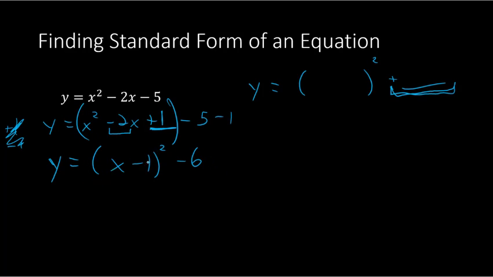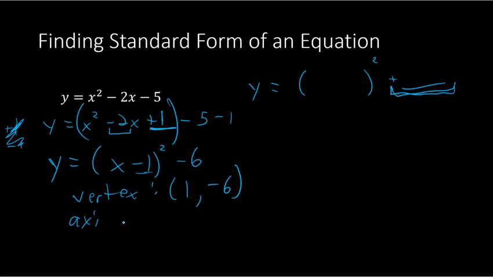So we now have our equation in standard form. Now we can tell very quickly the vertex. The vertex would be the opposite of negative 1, which is positive 1. That's your horizontal shift. Negative 6 is your vertical shift. So your vertex would be at 1, negative 6.